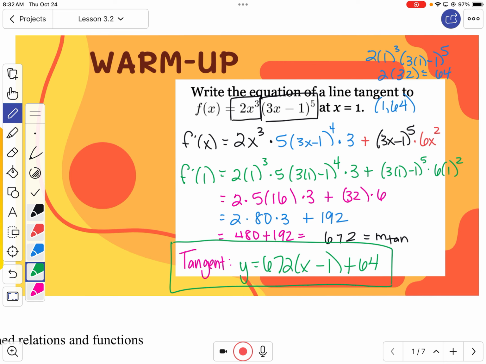Are you close to being done? Somewhere in there. Is it distracting? Yes. Okay.